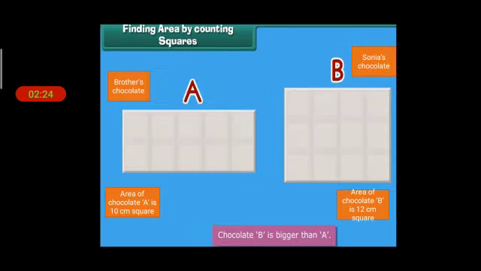And if we compare both chocolates, the area of chocolate A is 10 centimeter square and the area of chocolate B is 12 centimeter square. So, can you make out which chocolate is for Sonia and which is for her brother? Yes, you are right. Chocolate B is for Sonia and chocolate A is for her brother.